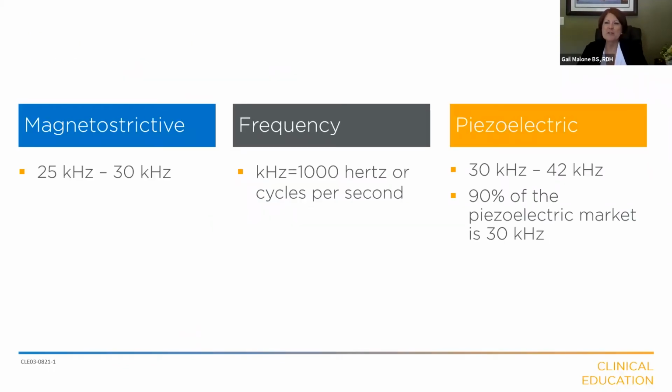So as I mentioned earlier, the frequency of the device is set by the manufacturer, with magnetostrictive technology operating in the 25 to 30K range. And we see the same for piezo. While there's some units in the piezo market that do operate at a higher frequency, about 90% of the piezoelectric market operates at 30K or 30,000 cycles per second, similar to magnetostrictive.